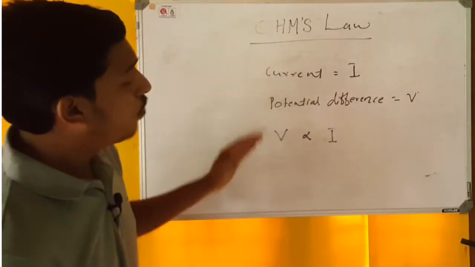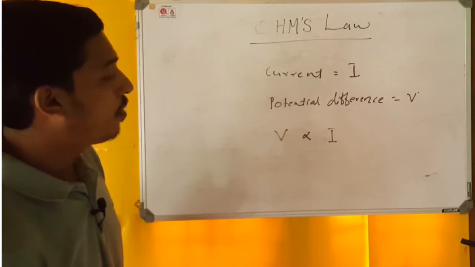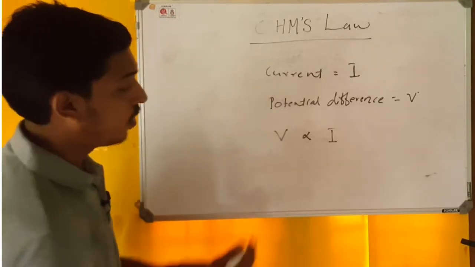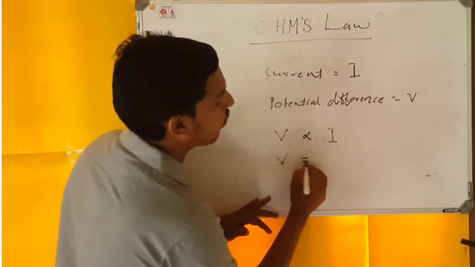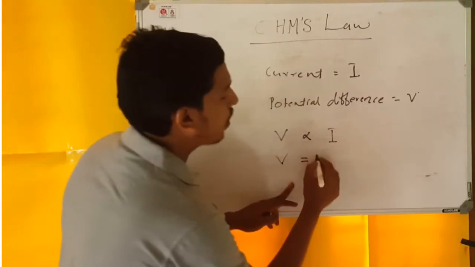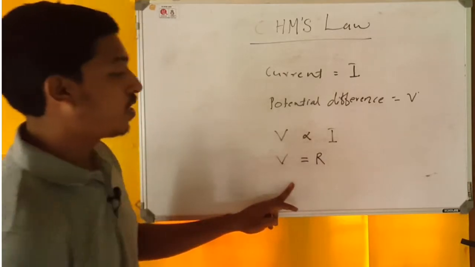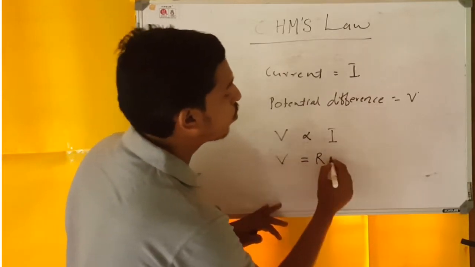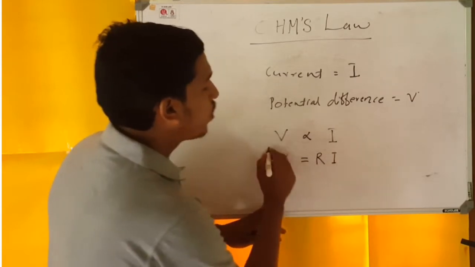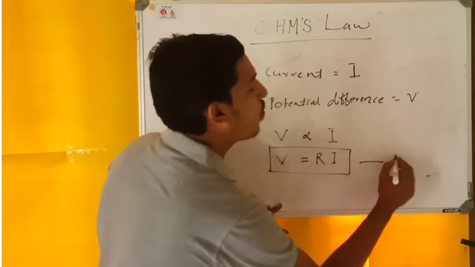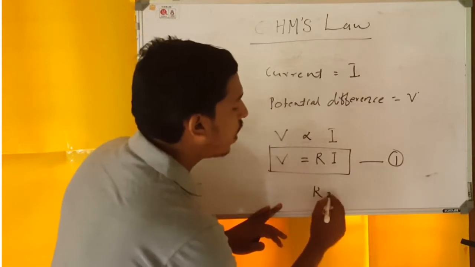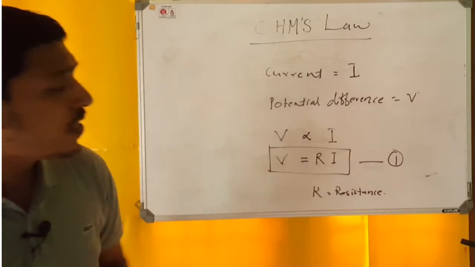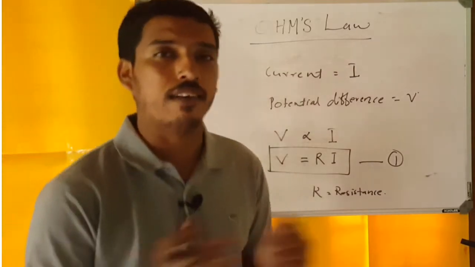Now we have to express Ohm's law mathematically. Here I am replacing the proportionality symbol with an equality symbol. When we replace the proportionality symbol with an equality symbol, we have to multiply the RHS of this relation with a constant. Here R is the constant, so we write V is equal to R into I. This is the mathematical expression for Ohm's law. Here R is the resistance of the conductor. Resistance is one of the fundamental properties of a conductor.